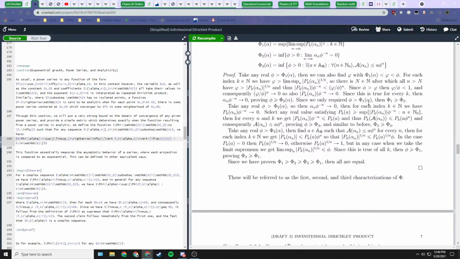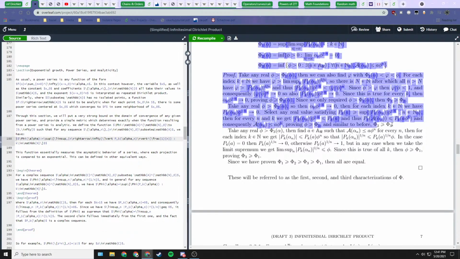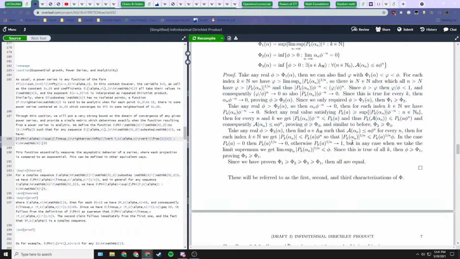And then the conclusion of each of these parts is also the same. Eventually we find that every phi greater than phi 1 is also greater than or equal to phi 2, and that gives us phi 1 greater than or equal to phi 2. And same thing over here, every phi greater than phi 2, as we're going to end up proving, is greater than or equal to phi 3. So also phi 2 is greater than or equal to phi 3, and then this third one is also the same. And then there's just some nuance of how we get to that point.